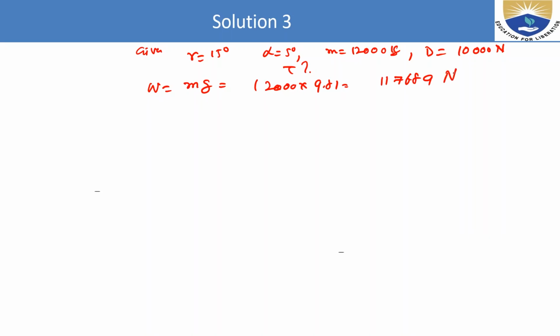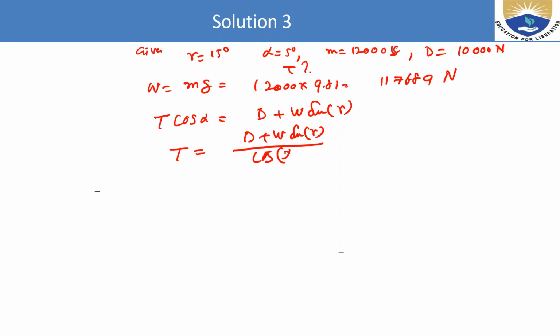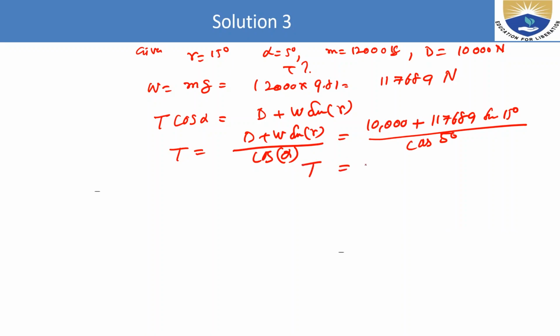That is 117689 Newton. We know that T cos alpha equals D plus W sin gamma, by the diagram. So T is equal to D plus W sin of gamma divided by cos of alpha. Here we have 10,000 drag, W we have just now, 117689 into sin 15 degree divided by cos of 5 degree. So you will get this thrust is equal to 40622 Newton. So we got this answer. Now we have to find out the lift.